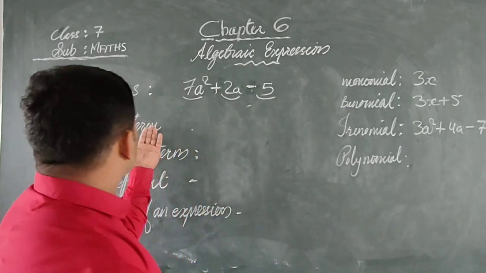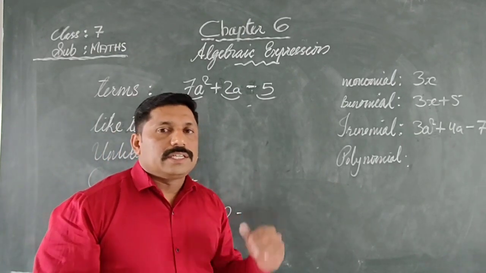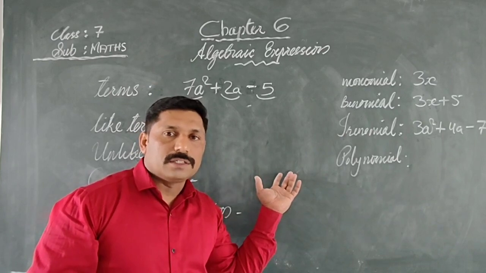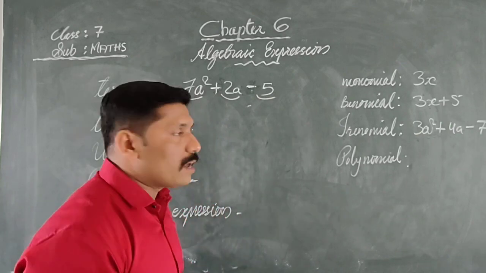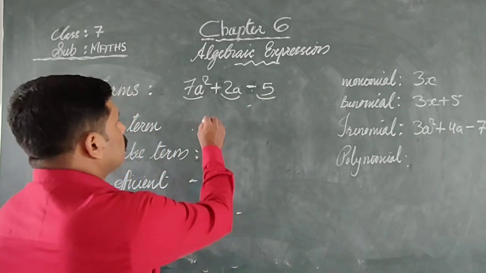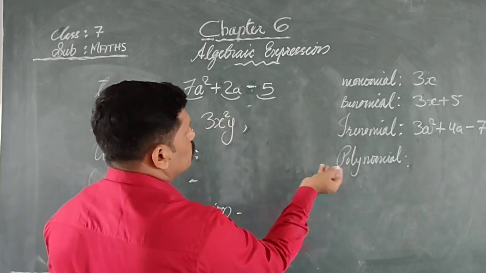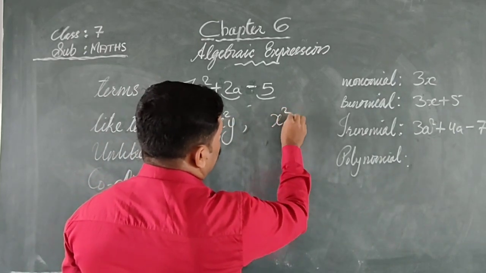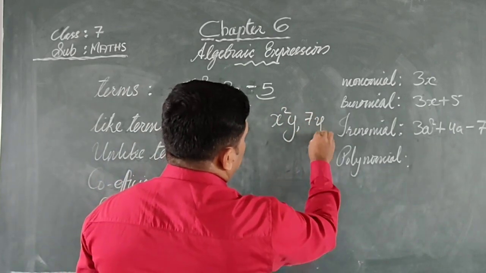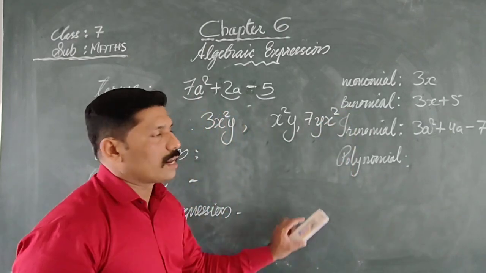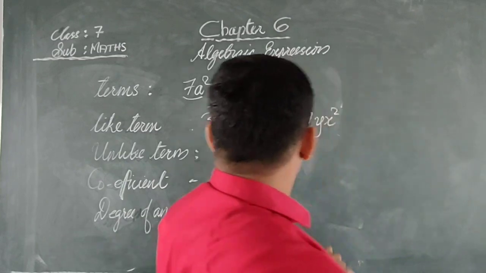And now we are going to discuss what a like term is. What do you mean by like terms? Terms with the same variable part with the same power are called like terms of an expression. Example, 3x square y, another expression x square y, and another expression 7yx square. These are all examples of like terms because their variable parts are the same.